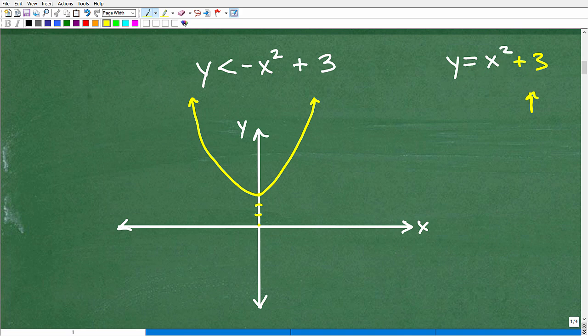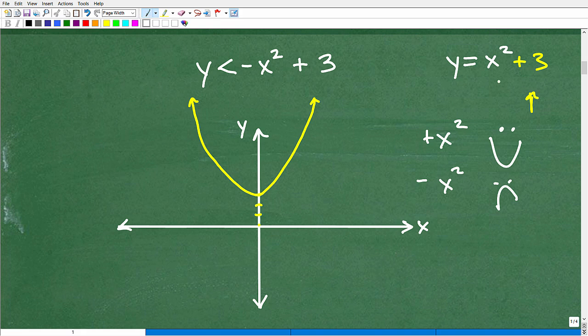Now, this little negative here, when we're talking about parabolas, if this is a positive x squared, you're going to have an upward or happy parabola. If it's a negative x squared, you're going to have a down or sad parabola. I teach how to graph parabolas in my Algebra 1 course if you really want to master this, and I have a lot of videos in my algebra playlist on my YouTube channel.